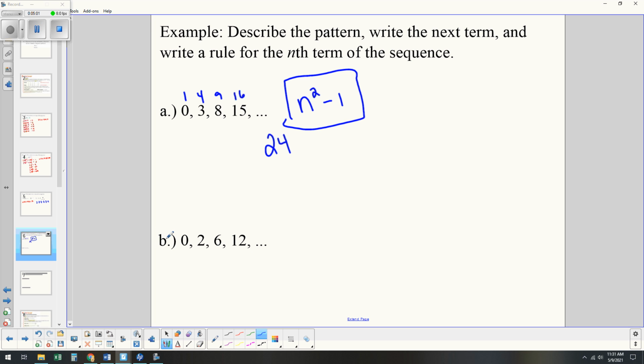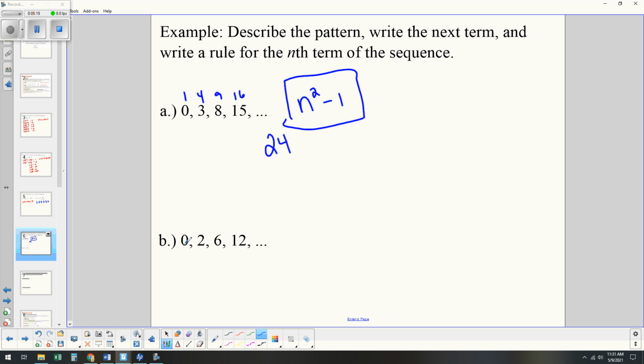Looking at B, I could check the adding. Add 2, add 4, add 6. Well, that's not going to work. I could try multiplying. So 0 times anything is still going to give me 0. So I can't do multiplication on its own here.